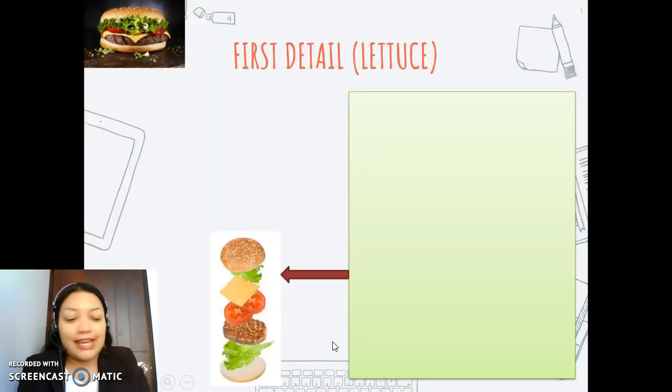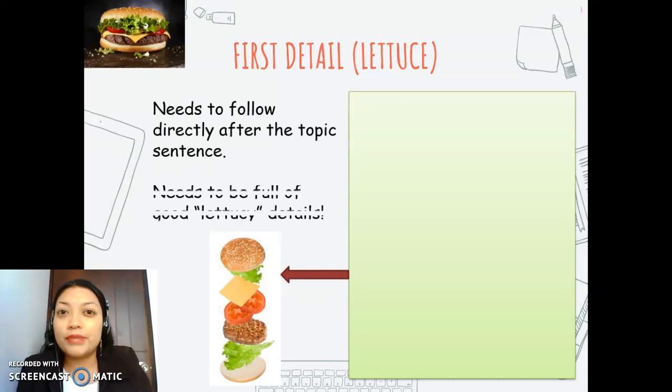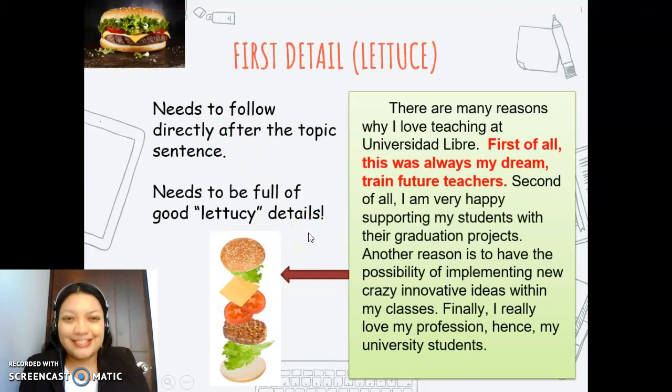Now, let's continue. Then we have the first detail, which according to our hamburger is going to be the lettuce. This first detail needs to follow directly after the topic sentence, right? And it needs to be full of good lettucey details, all right? So in our case it is: first of all, this was always my dream, train future teachers.